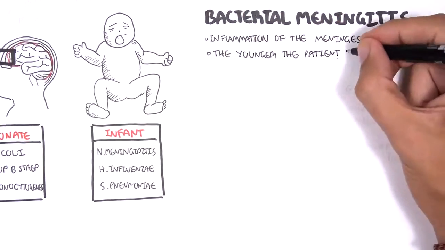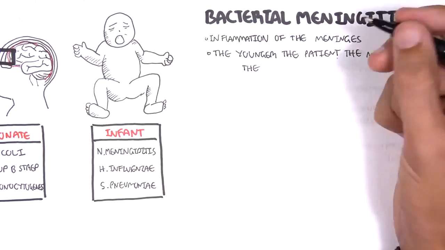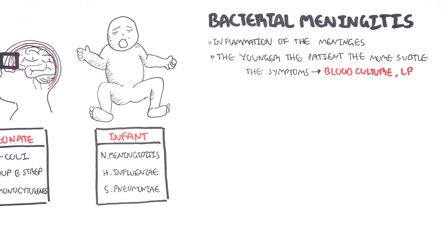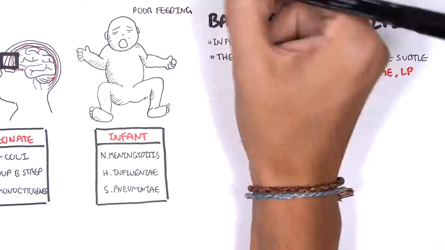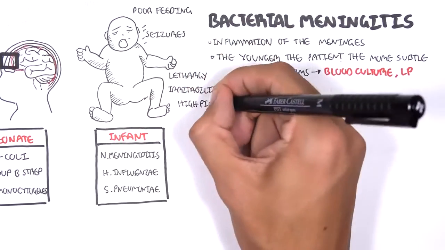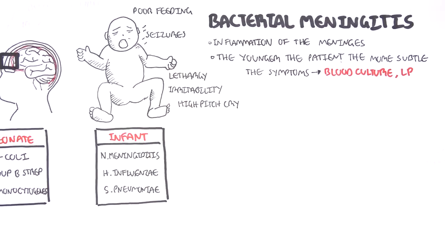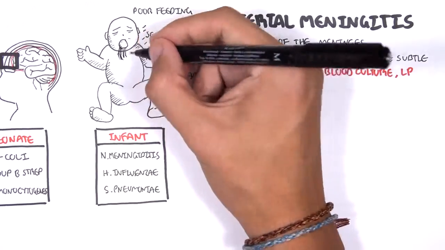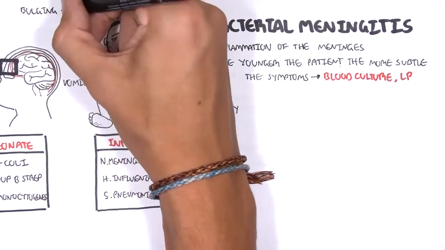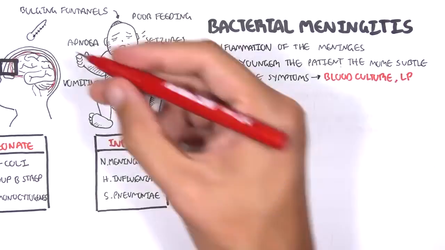Now, the younger the patients, the more subtle the symptoms. If meningitis is suspected, blood cultures must be performed to identify the causative agent, and possibly a lumbar puncture needs to be performed. The signs and symptoms of bacterial meningitis include poor feeding, seizures, lethargy, irritability, high-pitched cry, bulging of the fontanelles because of increased intracranial pressure, fever, apnea, and vomiting.